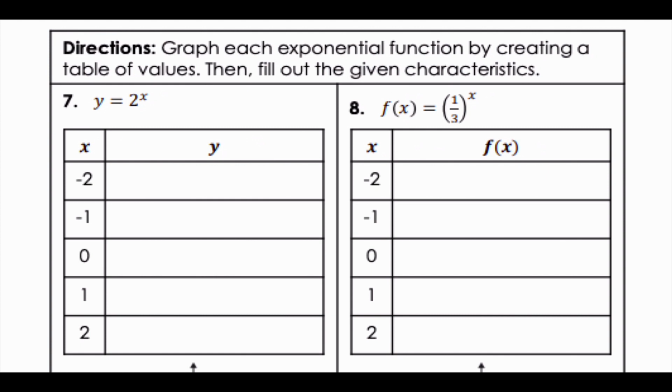All right, so number 7. We have to graph each of these by filling out the table and then answering the questions at the bottom. Okay? So for the first one, we're plugging in -2 for X. X is up here, so I'm going to plug in -2 for X.